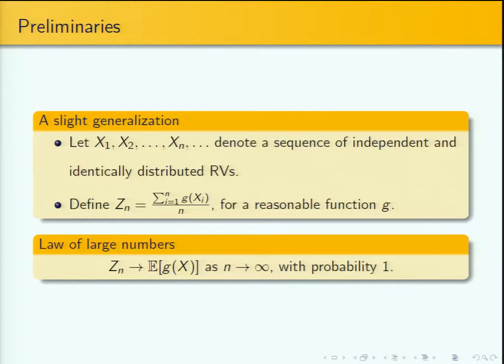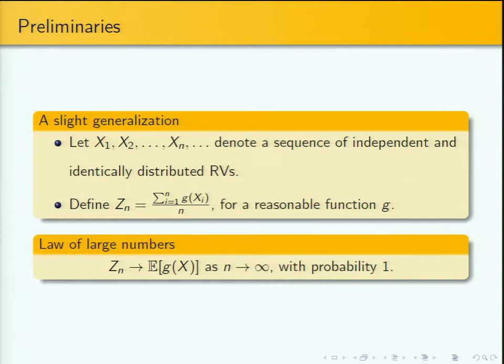Instead of summing over Xi, you can sum over g(Xi), just a function of that random variable. So what do you expect Zn to converge to? The expectation of g(X). Fine? Does anybody have any confusion with this?